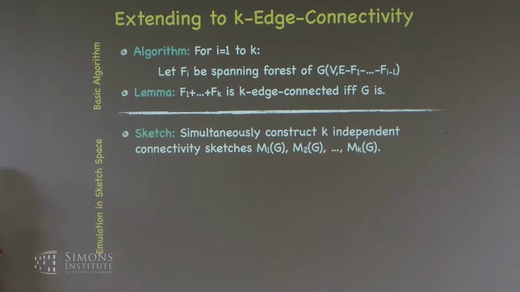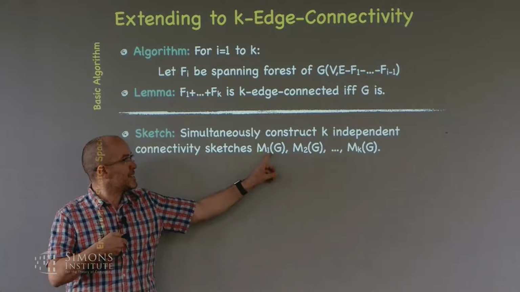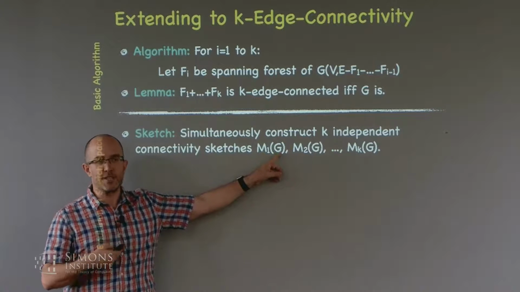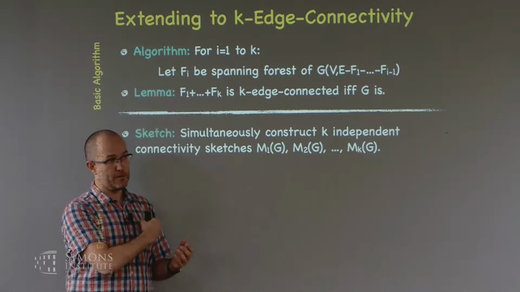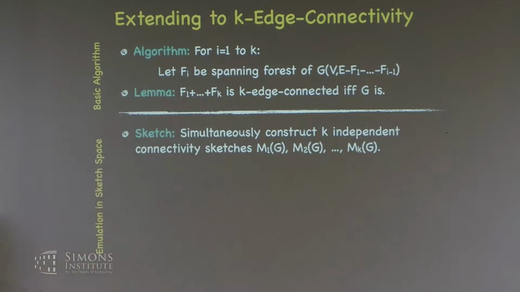Now what you're going to do is send me whatever sketch you used to do connectivity, but you're actually going to send me k independent sketches. I'm writing this as the sketch of G, but really the sketch of G is just the sketches I get from each one of you when you sketch your own local information. So this is just the M messages I get, and this is if I do it again with fresh randomness, and again with fresh randomness. So I do it k times simultaneously with fresh randomness.